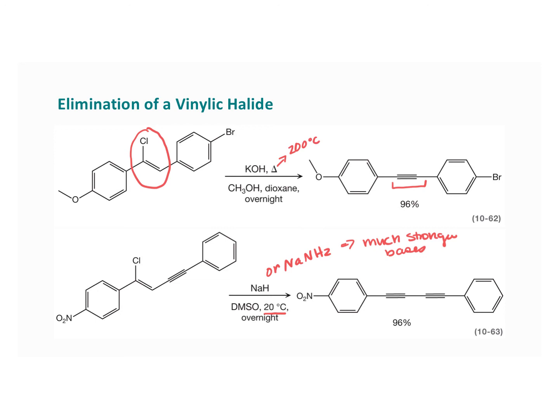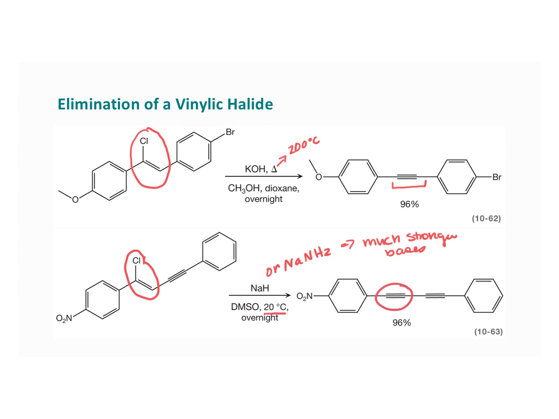And so with a stronger base, you don't have to use as much heat. This can take place at room temperature overnight. That's really helpful. People generally don't love to have things at 200 degrees and then leave the building, right? So you don't want to have to stay in the building to watch it overnight. So this is really advantageous here. And so you can see here that we've taken this and turned this into a triple bond there.